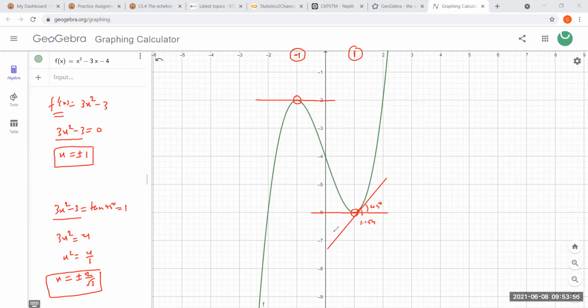Sir, if dy by dx or derivative is 0, then it is indicating that the slope is of the crest. Correct, correct, correct. Crest or trough, both. Yes, sir. Anybody else who has still some doubt?